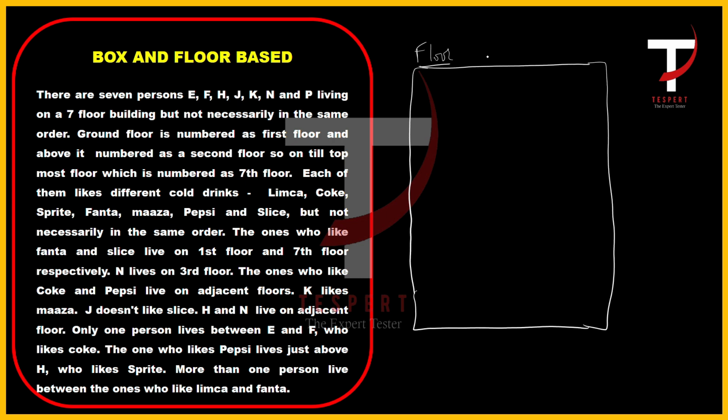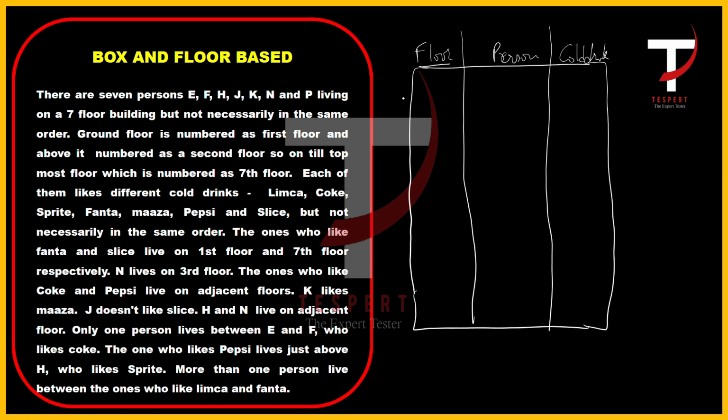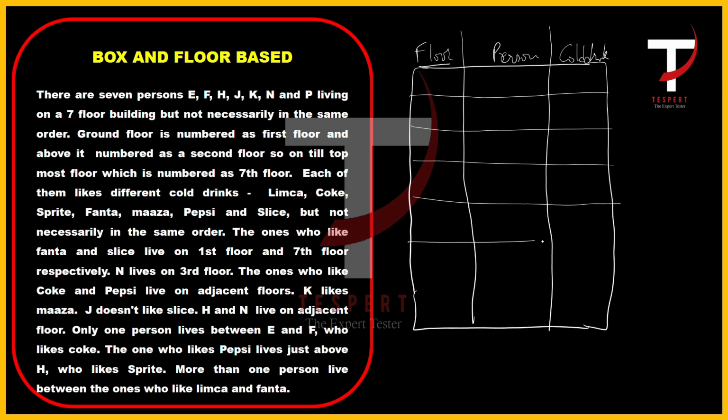This is floor, person and cold drink. Okay. 7th floor, 6th floor, 5th, 4th, 3rd floor, 2nd floor and 1st floor, right? 1, 2, 3, 4, 5, 6 and 7, yeah. So what is given here?